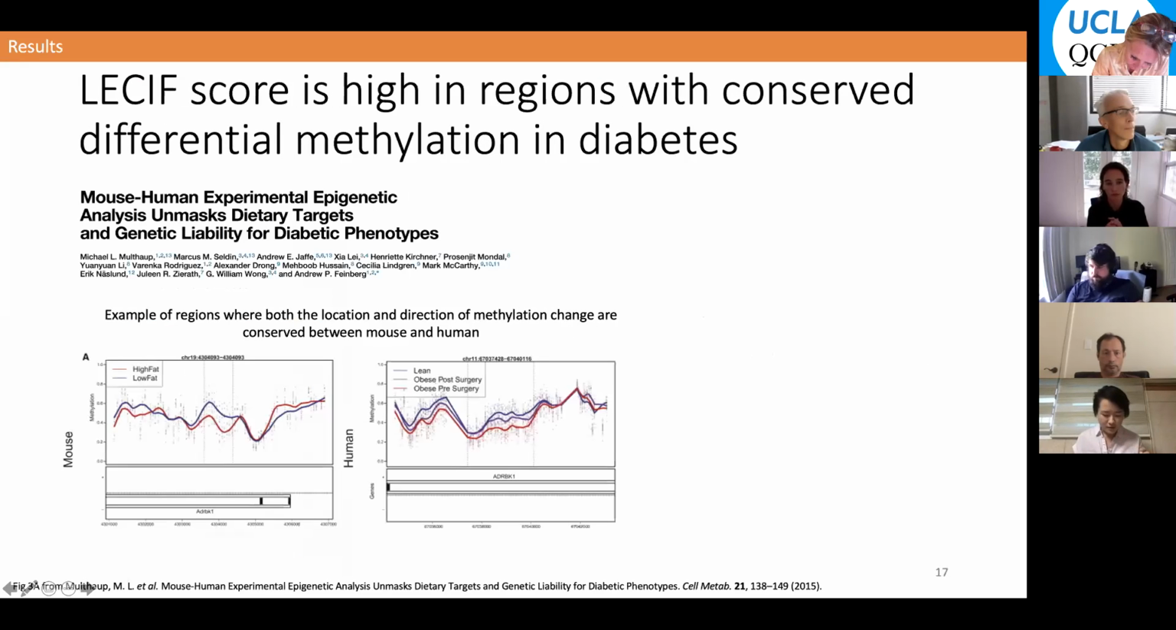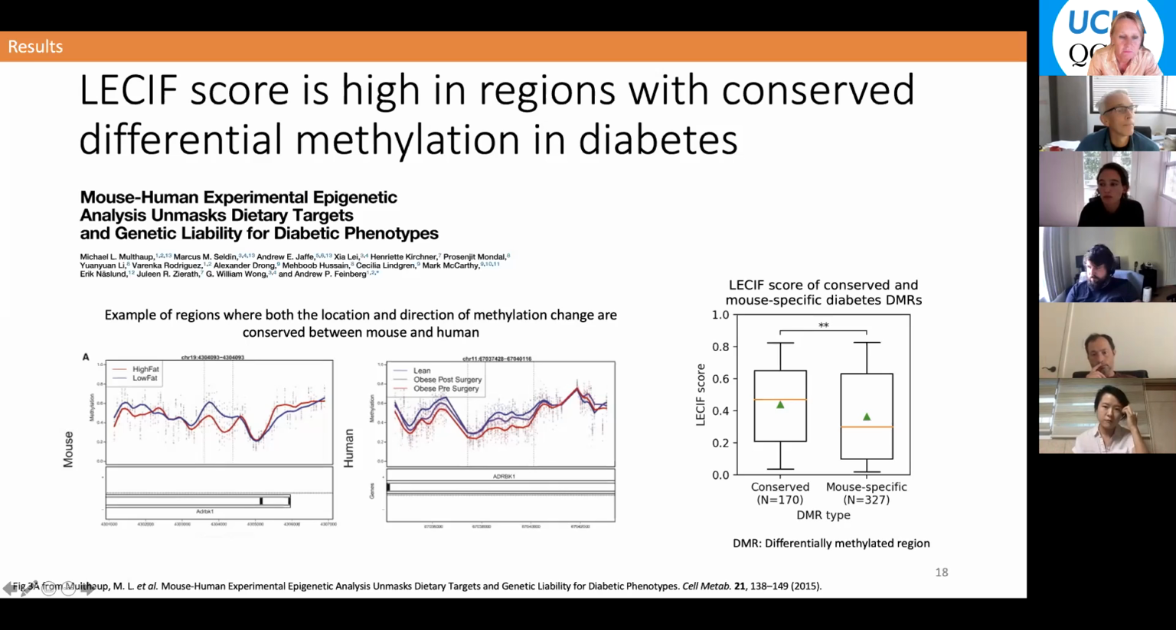And lastly, we looked at a particular cross-species study on differential methylation with respect to diabetic phenotypes. We did not use any methylation data in our method, so this is a good way to validate. This study by Mothop et al. used mice to identify differentially methylated regions, or DMRs for short, associated with high-fat versus low-fat diet. They then mapped these mouse DMRs to the human genome based on sequence alignment, and asked, are they also differentially methylated in lean versus obese patients? They were able to identify conserved DMRs versus mouse-specific DMRs that could not be replicated in human.